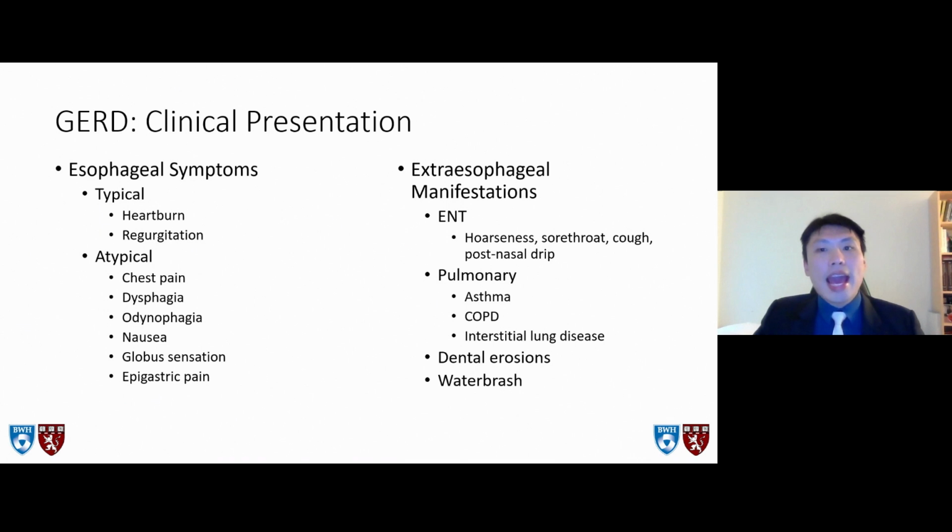pain. Extraesophageal manifestations include hoarseness, sore throat, cough, postnasal drip, some of the ear, nose, and throat symptoms, as well as some pulmonary conditions like asthma, COPD, or interstitial lung disease.